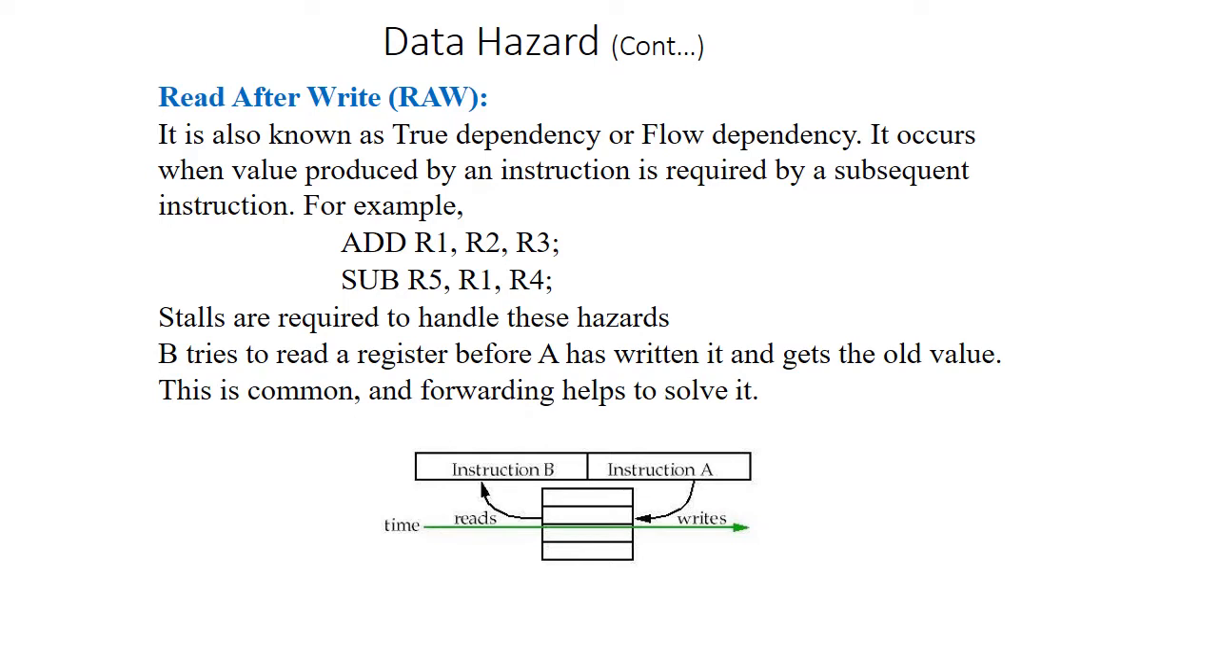If you follow the figure, here B tries to read a register before A has written it. So before A writes, B tries to read and it gets an old value. This is common and forwarding helps to solve it.